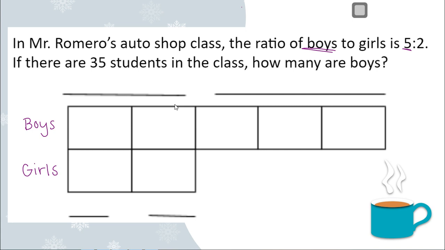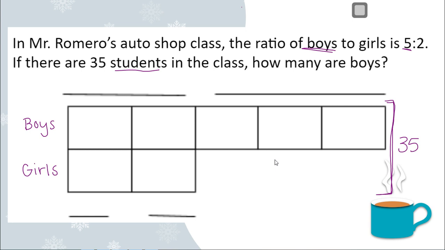Now, this is a little bit of a different type of problem because the word students, is that telling us just the boys? Is that telling us just the girls? No, that means both the boys and the girls. So I can't label my 35 down here where it's just showing the girls, and I can't label it just up here where it's only showing the boys. All 7 of these total boxes makes up the whole class of students. So that means all of these boxes will represent the 35. So I'm going to label it off to the side over here so that I'm remembering that that 35 is really representing all of the boxes.